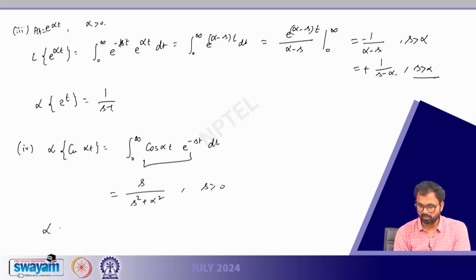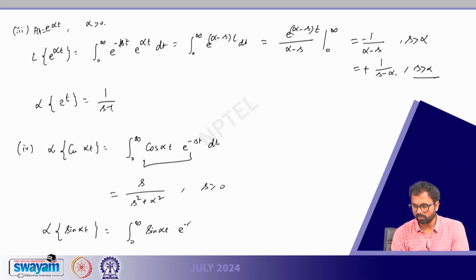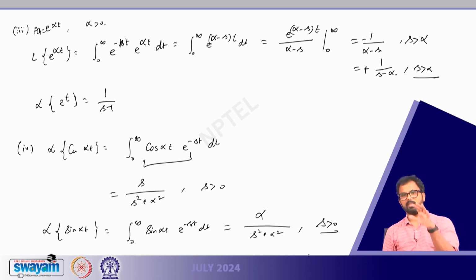And similarly, if you have the Laplace transform of sine of alpha t, then you again do the integration by parts. That means the integral from 0 to infinity of sine of alpha t e to the power minus st dt, and if you do the integration by parts, you will be able to obtain alpha by s square plus alpha square, where s is positive. So for these classical functions, you have to memorize their Laplace transforms, because they are very classic. You cannot afford to calculate during your examination.